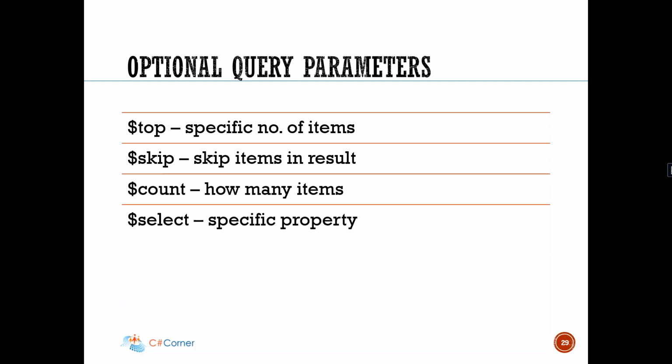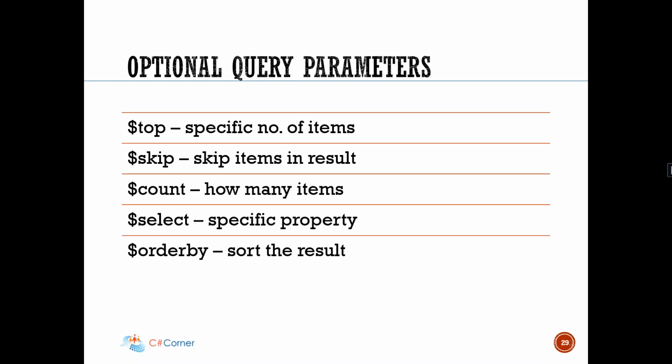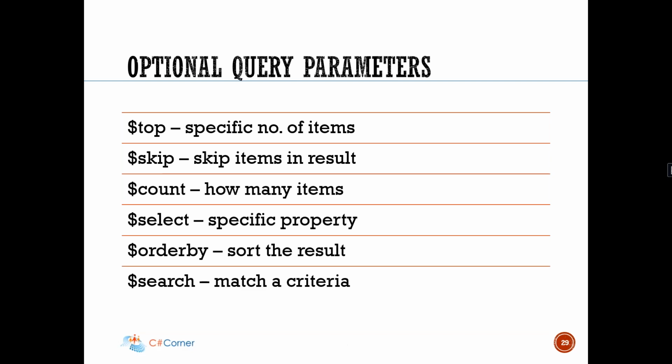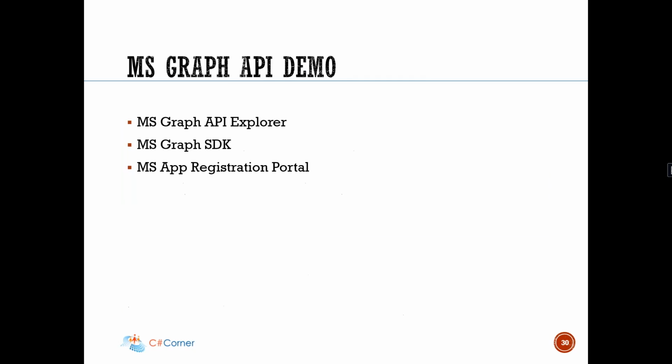The collection will be returned with all the properties, but if you want to restrict it and select only a few properties, then you use the select parameter. Order by is self-explanatory. Search, if you want to match a particular criteria, then you can use search. Expand, when you are selecting one resource but also want to select the child resources, then you can use the expand query parameter. I'm going to show you this in the demo on the Graph Explorer.